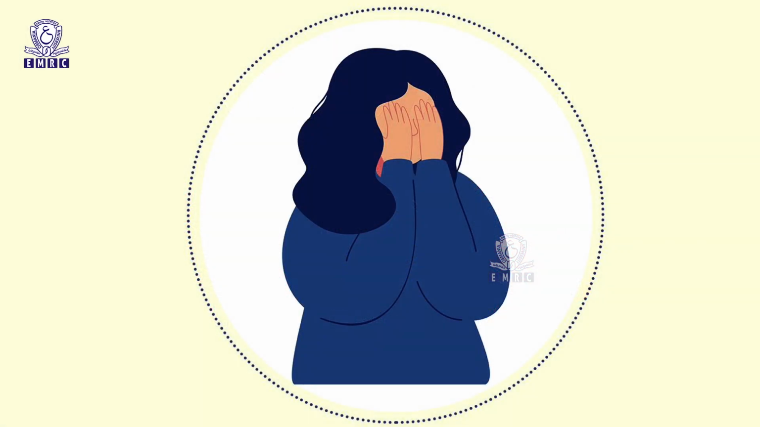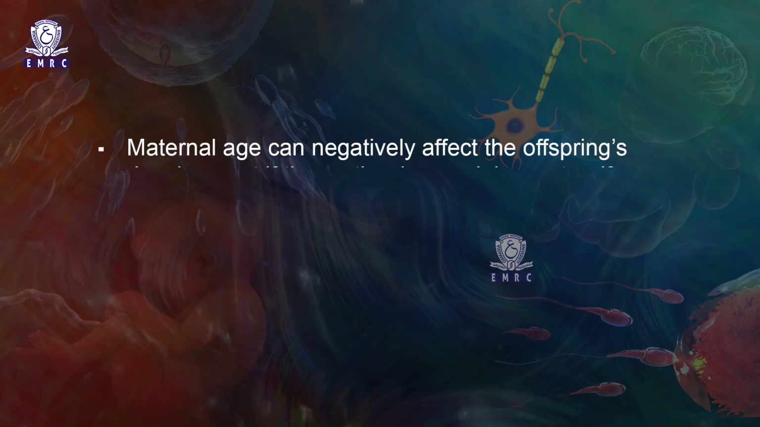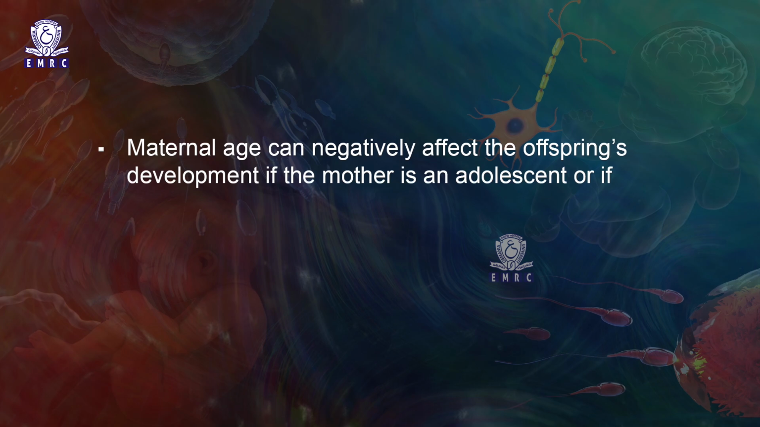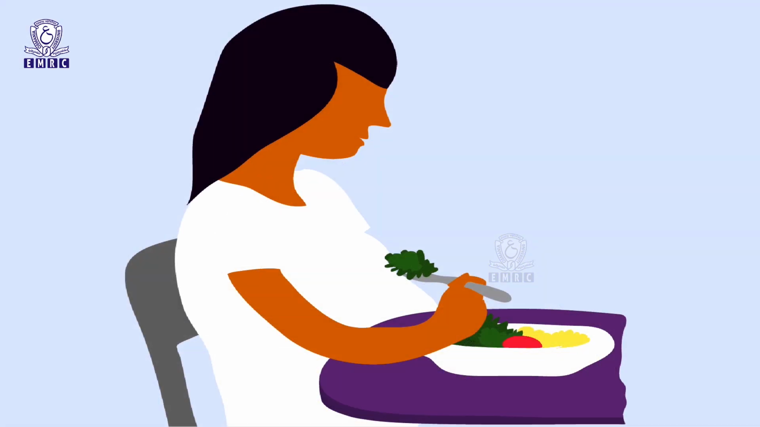High levels of anxiety and stress in the mother are also linked with less than optimal prenatal and birth outcomes. The maternal age can also negatively affect the offspring's development if the mother is an adolescent or if she is 35 years or older. Radiation is also a potential environmental hazard. Factors such as improper prenatal care also impact the development of the fetus.